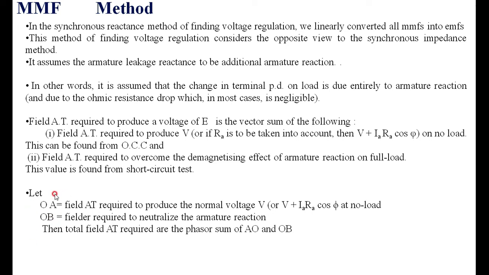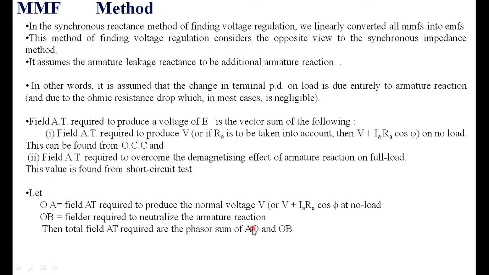Then if you are adding vectorially OA and OB, you get the total field, that is IF. Corresponding to IF, you have to find out the value of E. Then the total field current ampere turns required are the sum of AO and OB. I will show you what AO and OB are in the vector diagram.